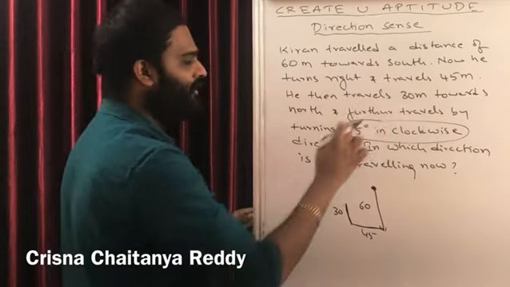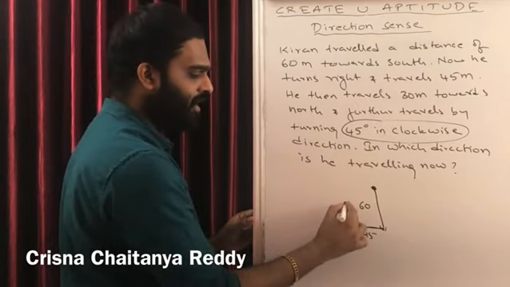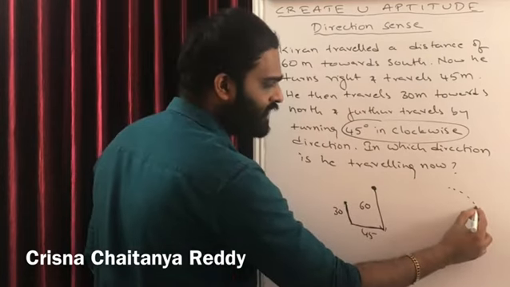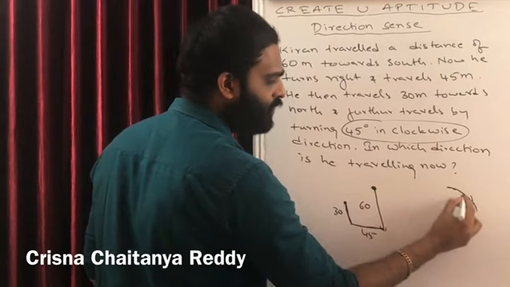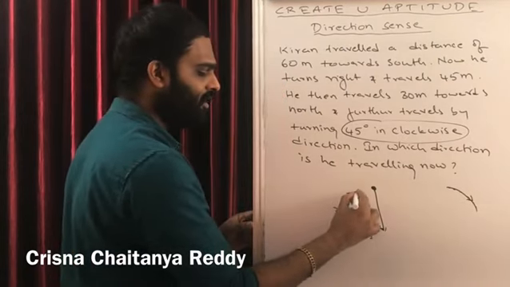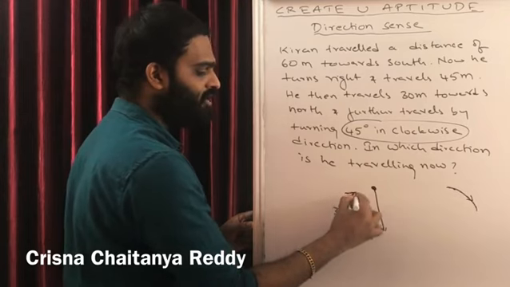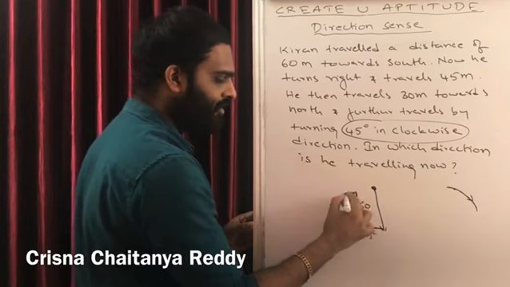Then he said further travels by turning 45 degrees clockwise direction. Clockwise is this direction, anti-clockwise will be the opposite. So this is clock, that means how the clock moves. So he turned 45 degrees, that means he turned towards this direction. Now he is moving towards this direction. And the question is, in which direction is he traveling now? He is traveling towards this direction.